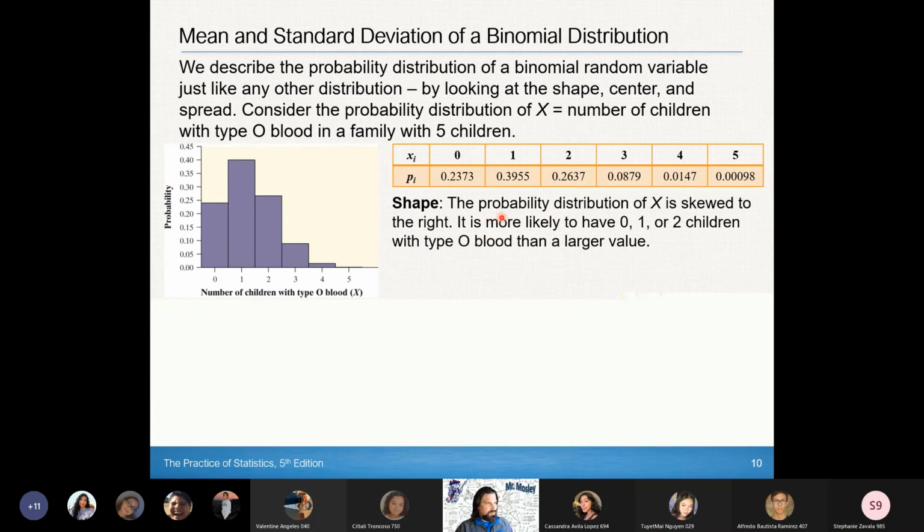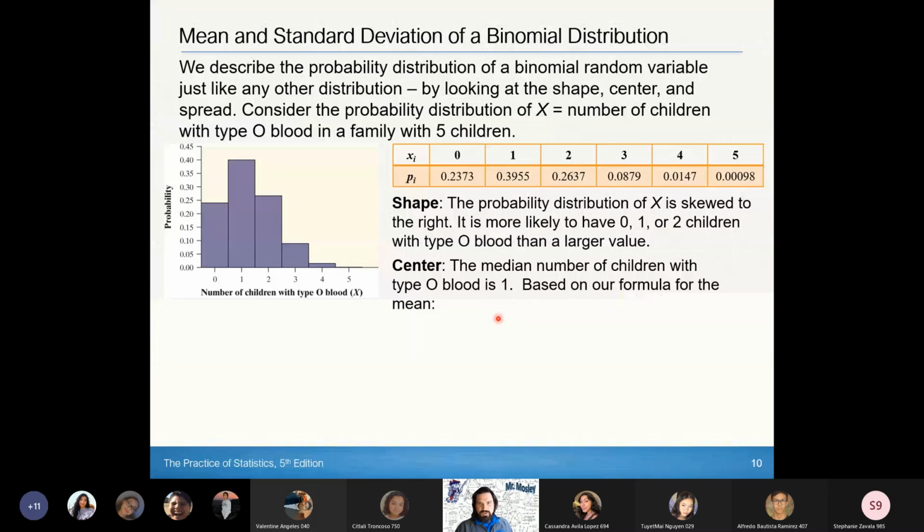Right, the shape, this probability distribution of X is skewed to the right. It is more likely to have 0, 1, or 2 children with type O blood than a larger value. The median number of children with type O blood is 1. Right. That's where we hit the 50th percentile based on our formula for the mean.